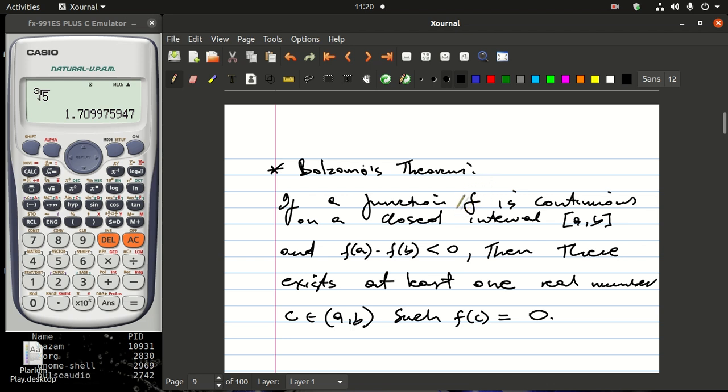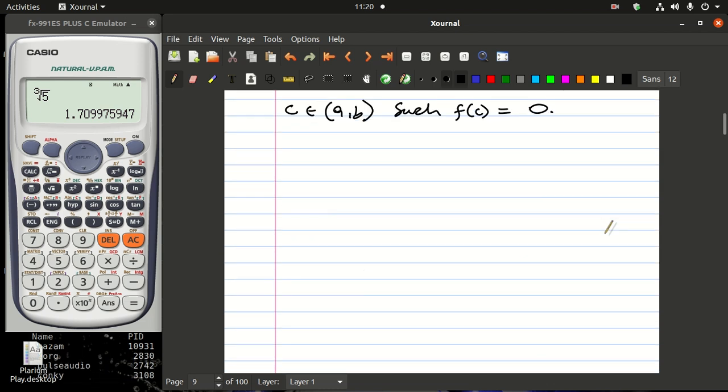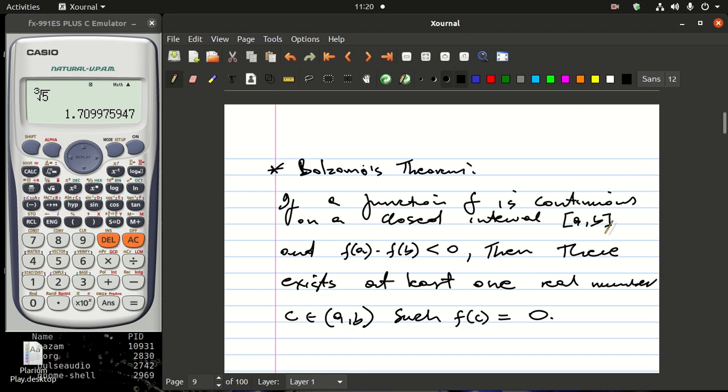Or this function, if you were to draw it, must cut the x-axis at some point, and that point must be C. It can be 1, 2, or 3 points, but it exists as long as the output of these is one negative and one positive, right? Thus, this is actually the application.